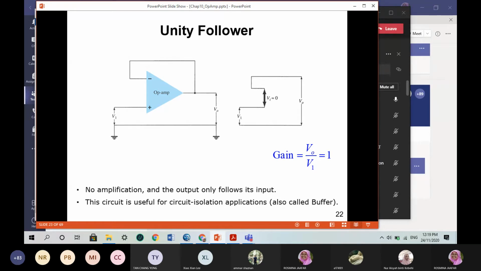And normally a follower circuit is used as a buffer circuit, to isolate the circuit without any loss of amplitude to the input. No amplification, and the output only follows the input. This circuit is useful for circuit isolation applications such as a buffer.